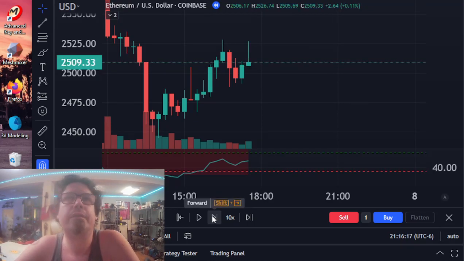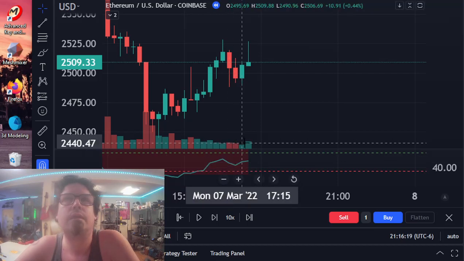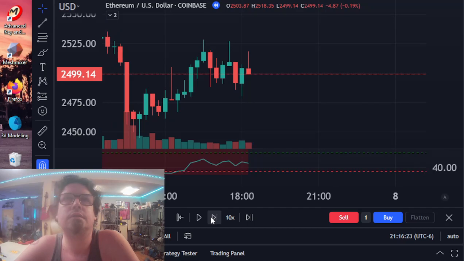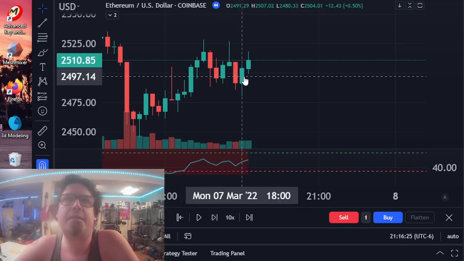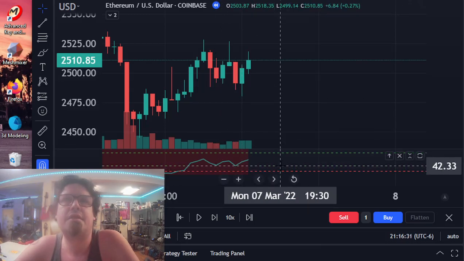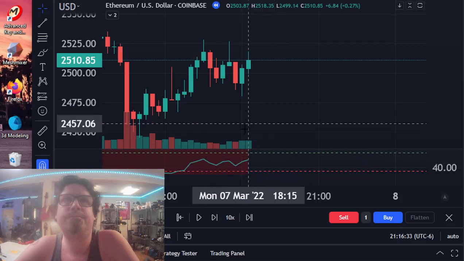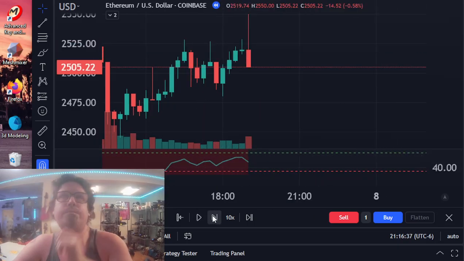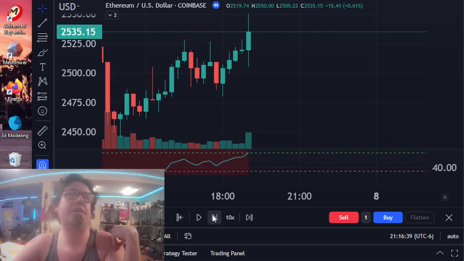Yeah. Okay, that fits VSA. Doesn't fit the divergence. Nope. Would have been a good trade if you took it though.